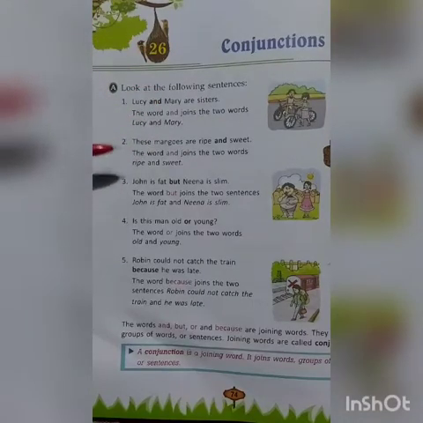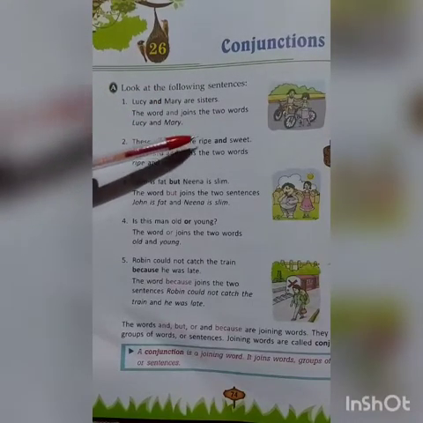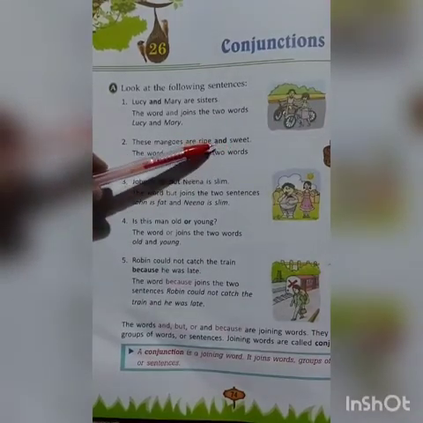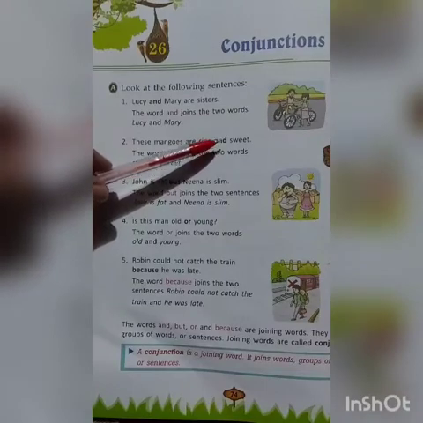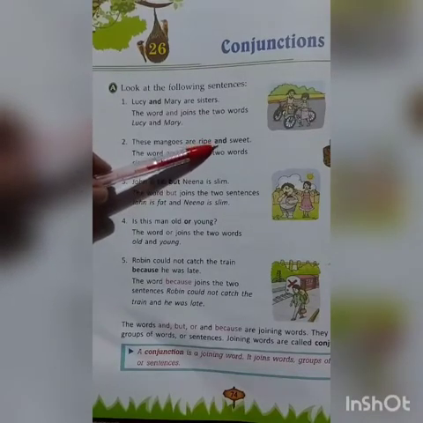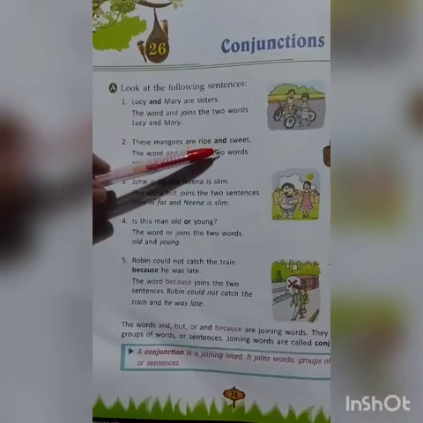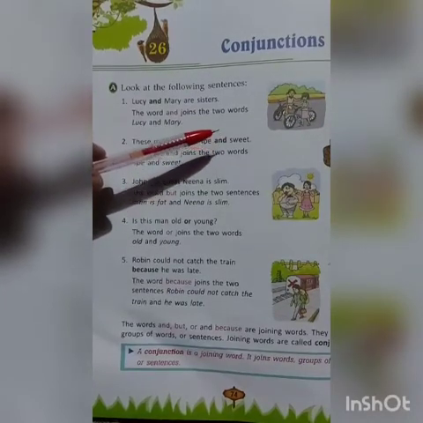Look at the next sentence. These mangoes are ripe and sweet. Now here again we have used the conjunction and, right? And like I told you, and is used to join two similar ideas.